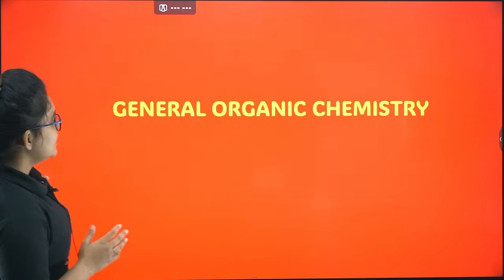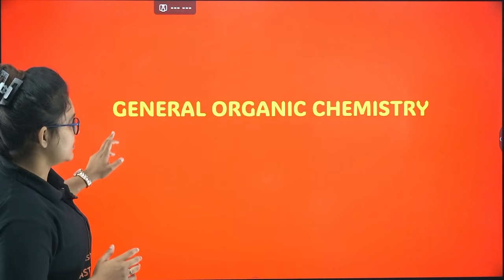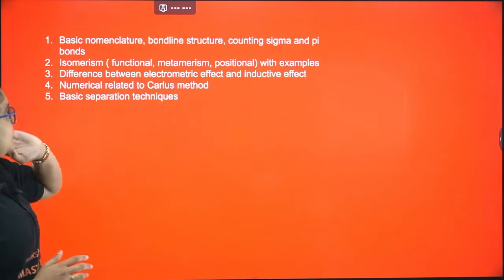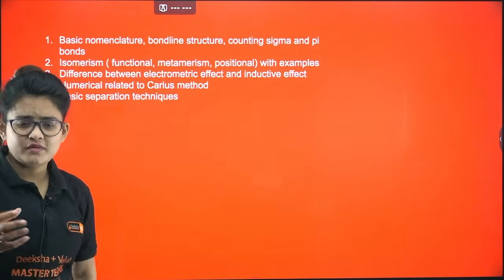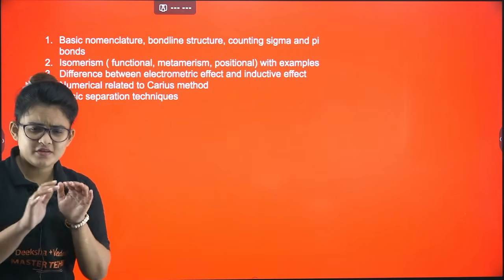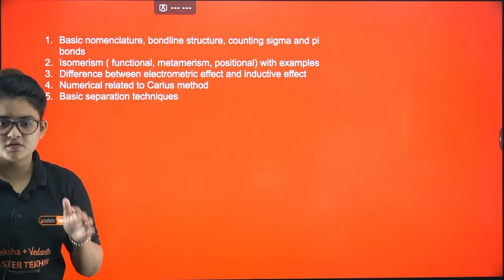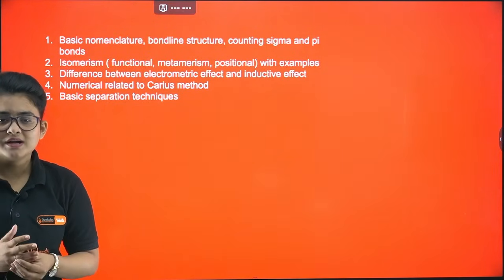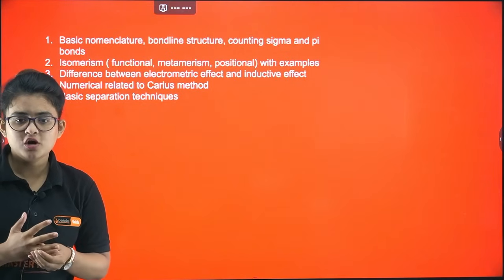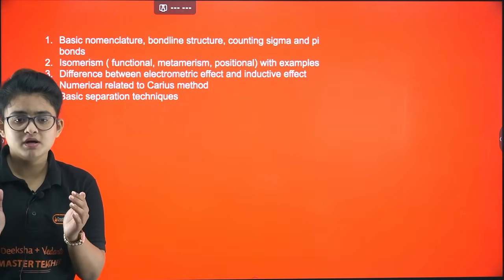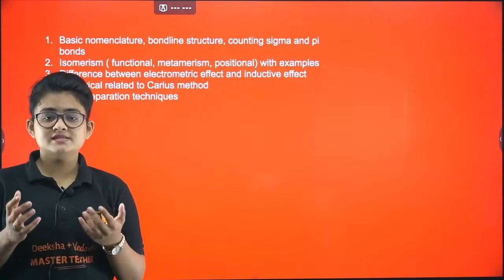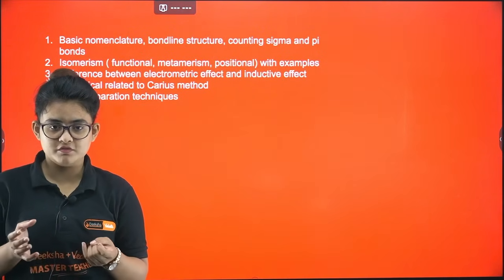Okay, proceed. This is organic chemistry, GOC. Basic nomenclature, very, very difficult they will not ask. Very, very basic thing they will ask actually from the nomenclature portion. Bond line structure they may ask you to draw. They may ask you, like they will give you a compound condensed formula. They will ask you to count the sigma and pi bond out of it.